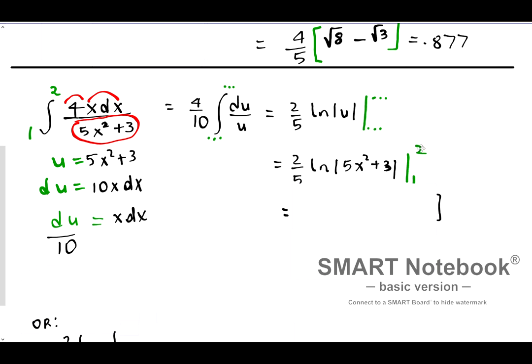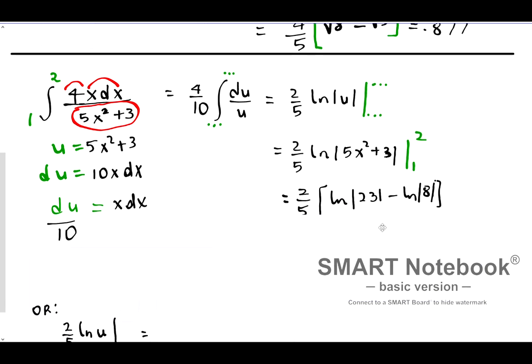Okay, so let's plug it in. 2 squared is 4 times 5, 20 plus 3. So 2/5, which can be factored outside. When you plug in the upper limit, you're going to have ln of 23. And I'm plugging the lower limit of 1. 1 squared is 1. 5 times 1 is 5. 5 plus 3 is 8. So ln 23 minus ln 8.